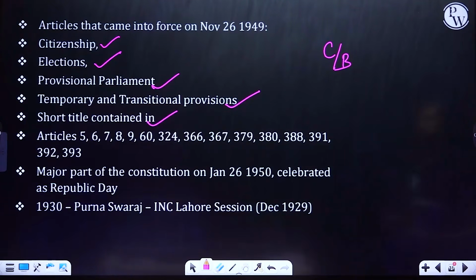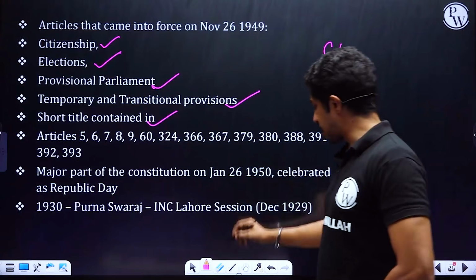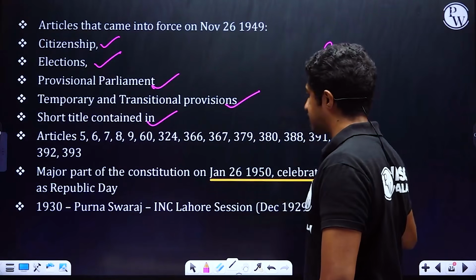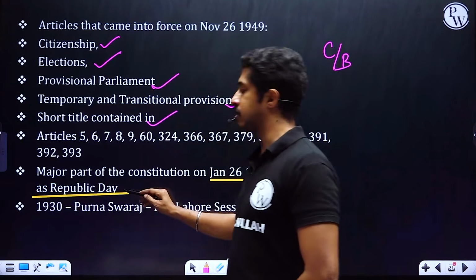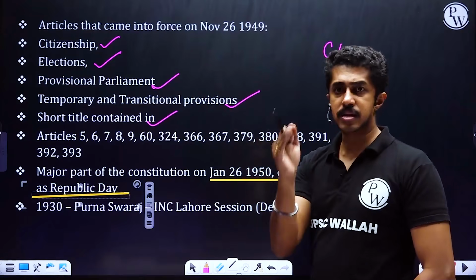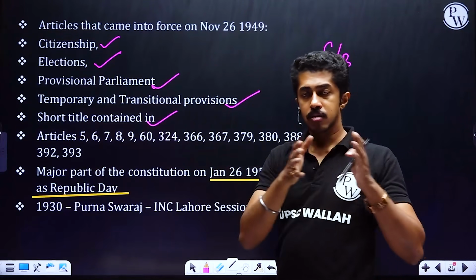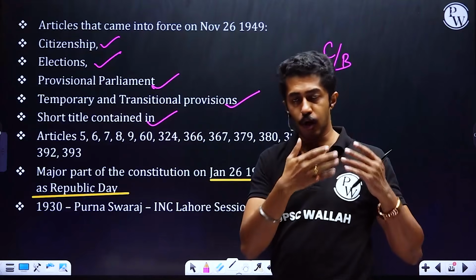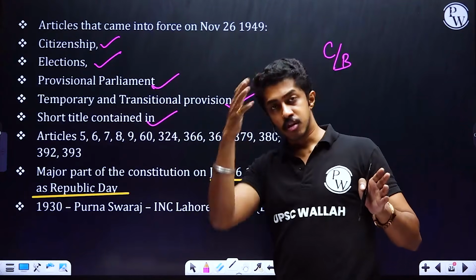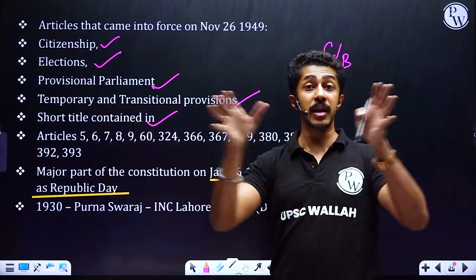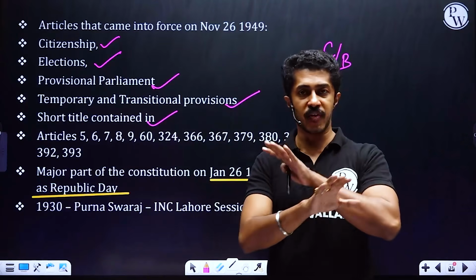Major part of the Constitution was adopted when? On January 26, 1950, which is celebrated as Republic Day. It has a historical impact. The temporary provisions, etc., were adopted on November 26, 1949. On January 26, 1950, the remaining portion of the Constitution was finalized.